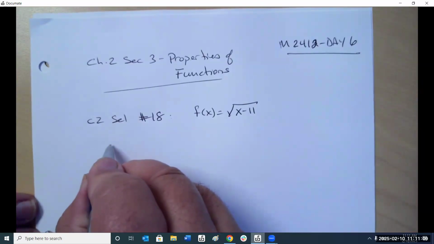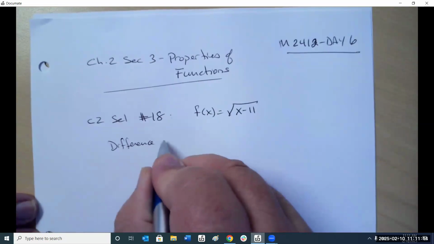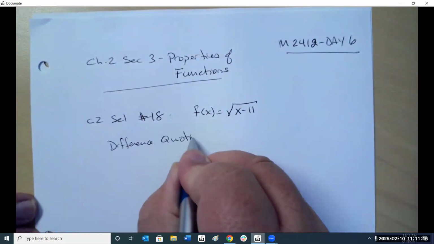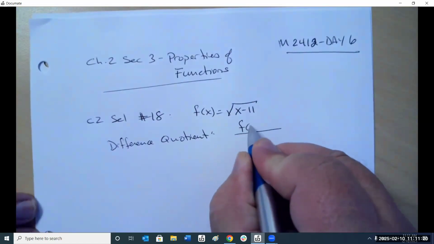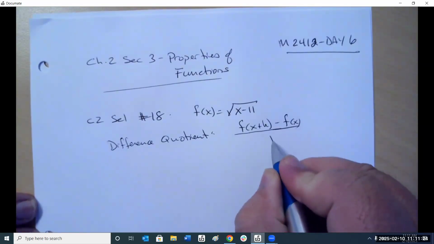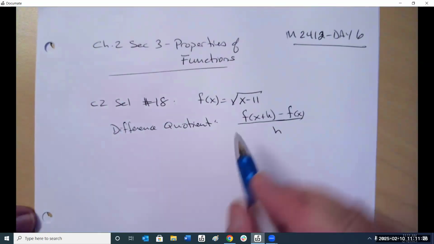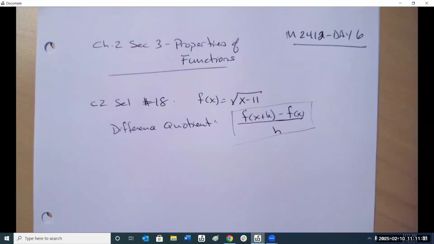Okay, we have to use what's called the difference quotient, which is f(x plus h) minus f of x over h. And when you get into calculus, this is where it's all going to begin. This is where calculus begins, the difference quotient.